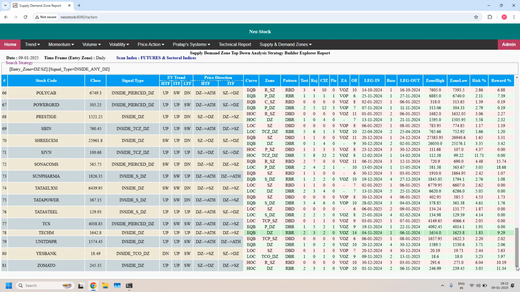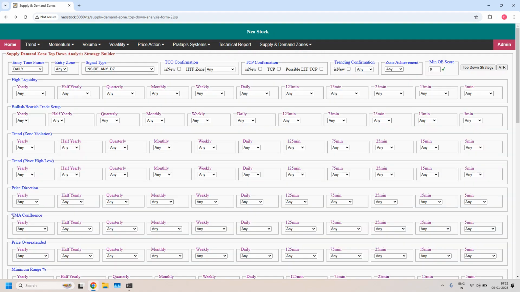So 81 stocks where current price closed inside the daily demand zone. Out of these 81, how many daily demand zones are having daily EMA confluence? Let us filter those stocks. So I am adding the EMA confluence filter on daily time frame.